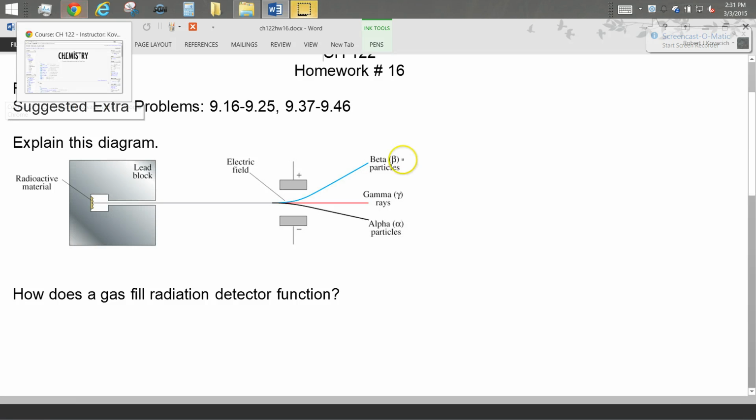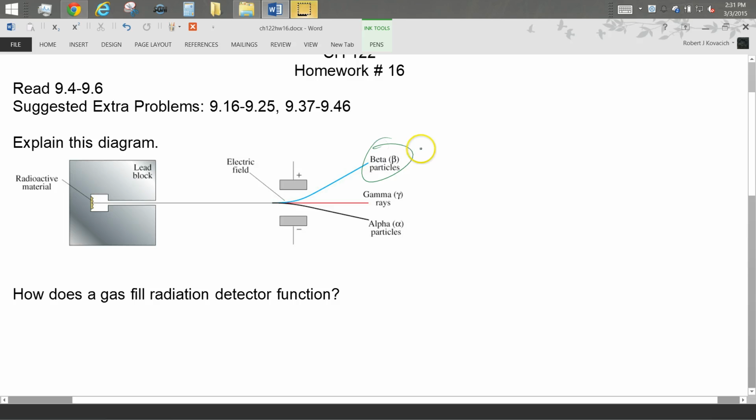Okay. So why did this beta particle, why is it going up? Because it's negative.